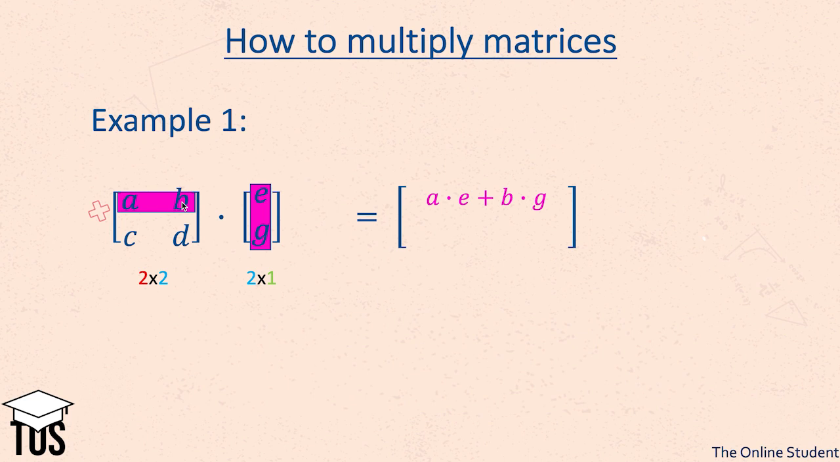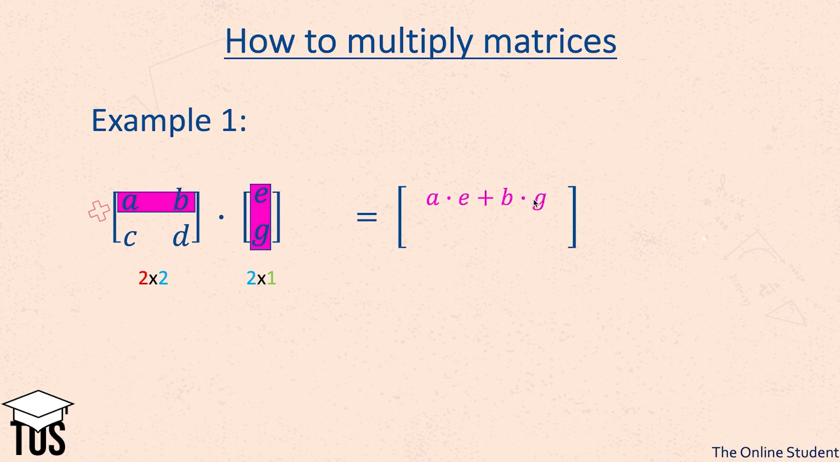Now we are going to do the same for B. B is the second element of this row. So we are going to multiply B with the second element of this column, which is G. So we have a term which is the multiplication of B by G. Now, because there are no other elements left for this row or this column, we are done and we can simply add these two terms up. So the corresponding element in the resulting matrix will be A multiplied by E plus B multiplied by G.